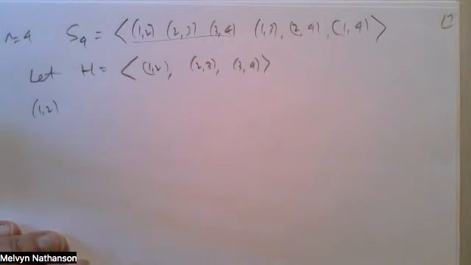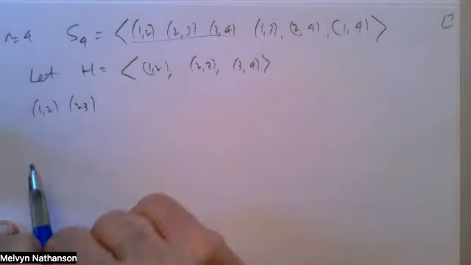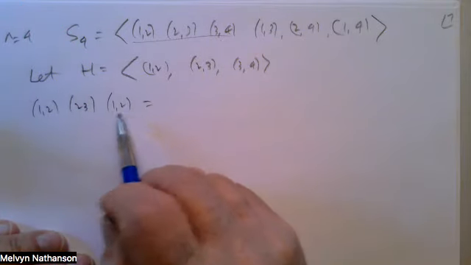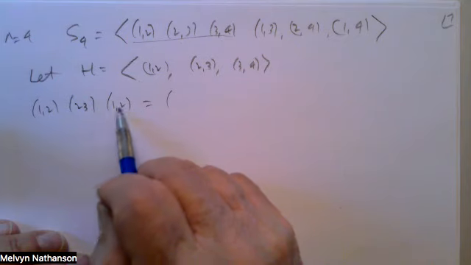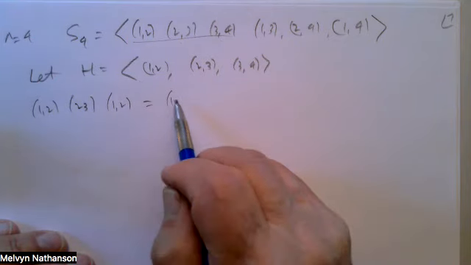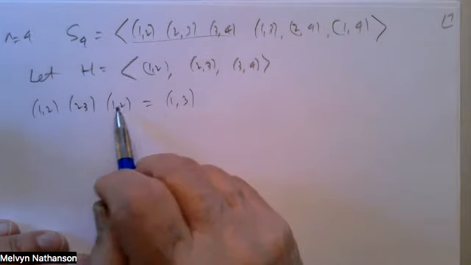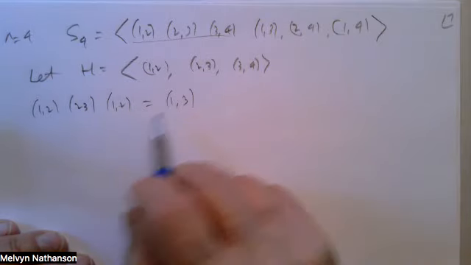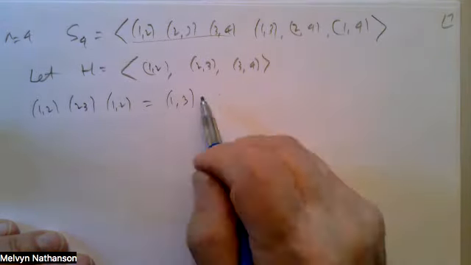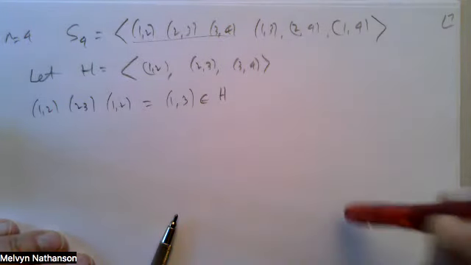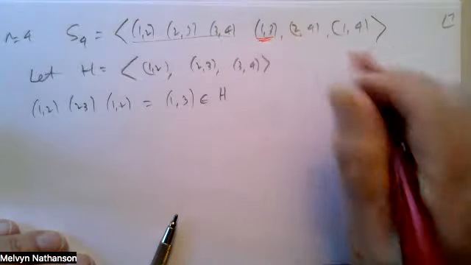So if you experiment a little bit, you might see that if you take (1 2) times (2 3) times (1 2), what is that? 1 goes to 2 goes to 3. 3 goes to 2 goes back to 1. 2 goes to 1. That's the transposition (1 3). So (1 3) is in H.